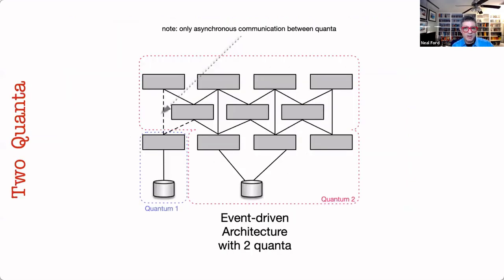So let's talk about some things that have more than one quantum. And this is a Latin word, so quantum is one of them and quanta is more than one of them. And here's an example of an event-driven architecture that has two distinct quanta that each have their own database. And you'll notice only asynchronous communication is passing between the two quanta here. And that's important as we talk about communication here in just a second.